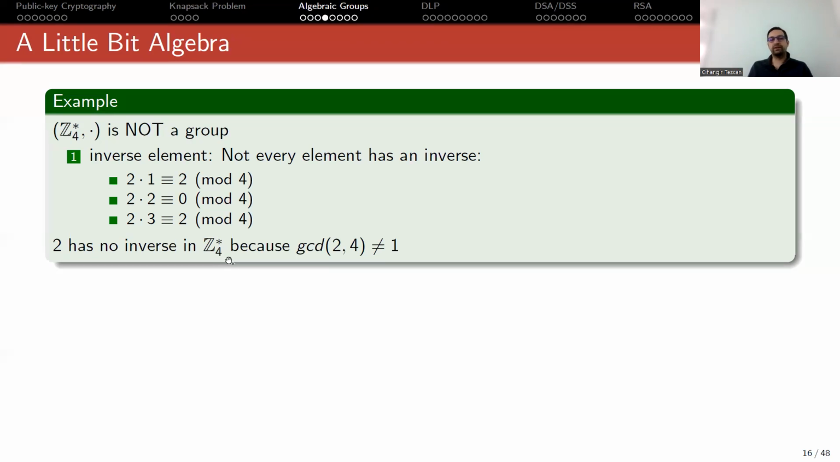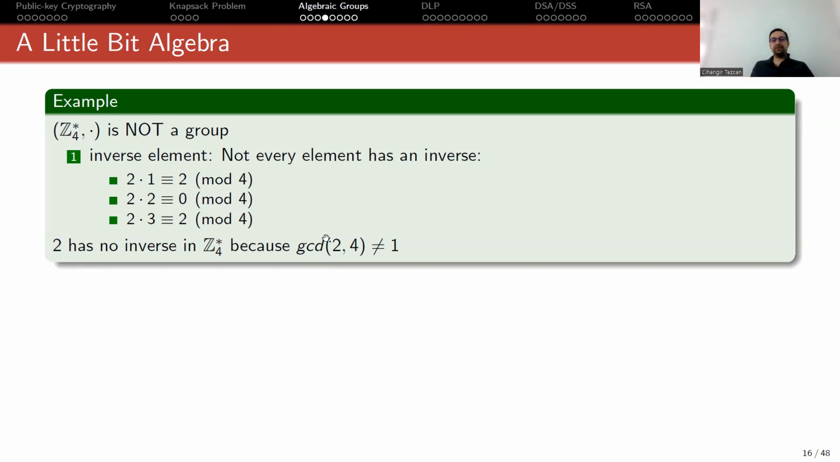2 has no inverse in Z4 star because the greatest common divisor of 2 and 4 is not equal to 1. So they are not relatively prime. This is why I chose 2 as an example, and I didn't end up with an identity element. But 3 has an inverse element here. Multiply 3 with 3, you will end up with 9, but it equals 1 modulo 4. So 3 is the inverse of itself here. But not every element has an inverse like 2.